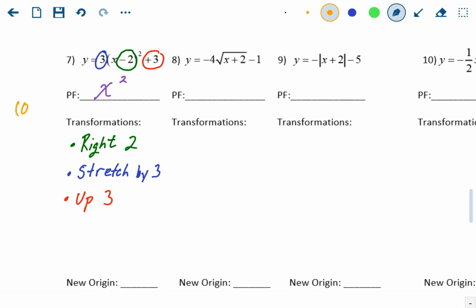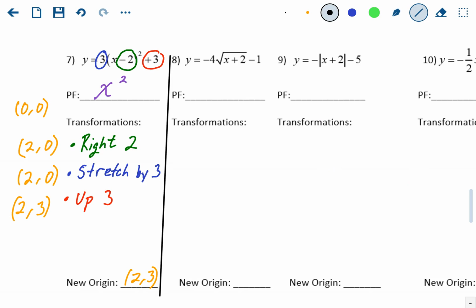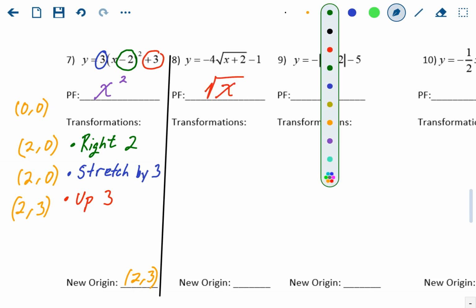So how do we find the new origin? Well, the original origin for x squared parent function is 0, 0. So if you move right 2, you're now at 2, 0. If you stretch by a factor of 3, the stretch only affects the y value, so you're at 2, 0 still. And then you go up 3, which puts us at 2, 3. So remember, the vertical stretch multiplies the y value. Now again, most of our origins start at 0, so it's not going to affect the y value in this problem.